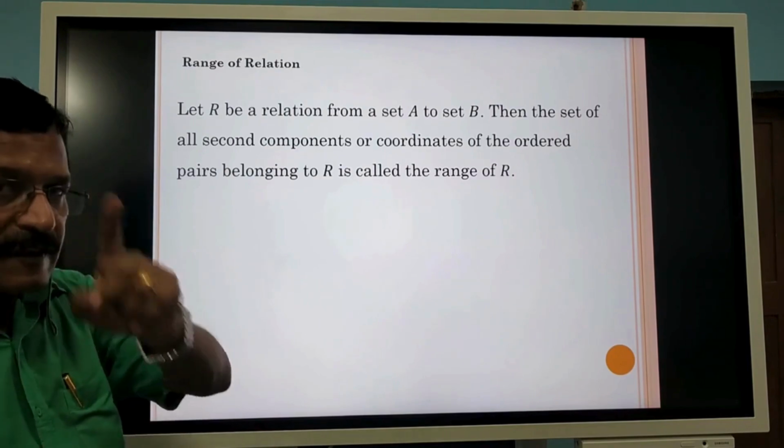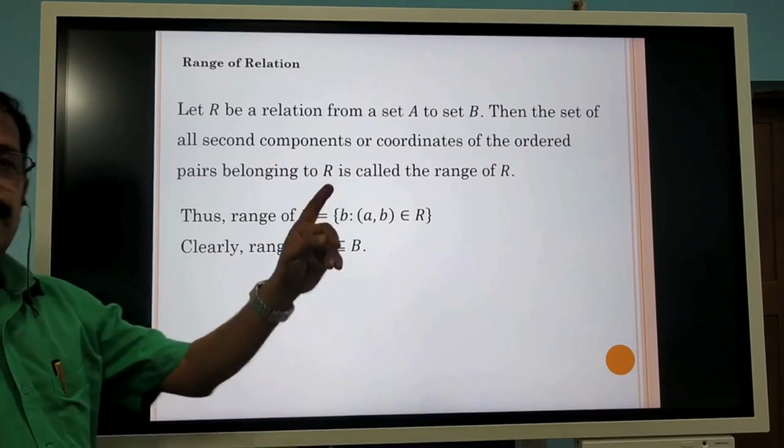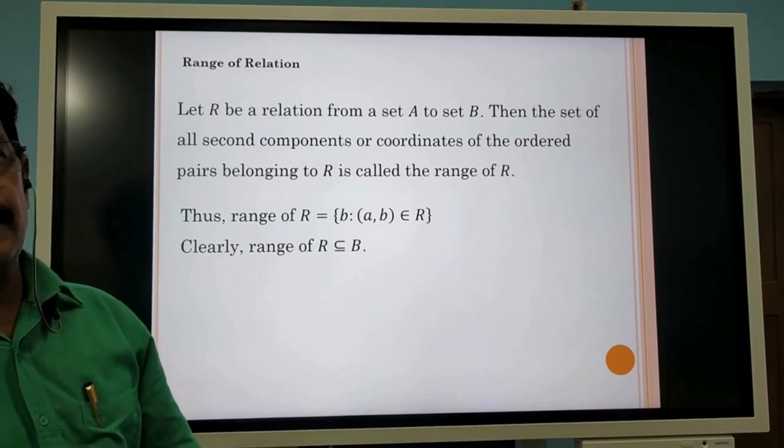Clearly, the range of R will be a subset of set B. Range of R is a subset of set B.